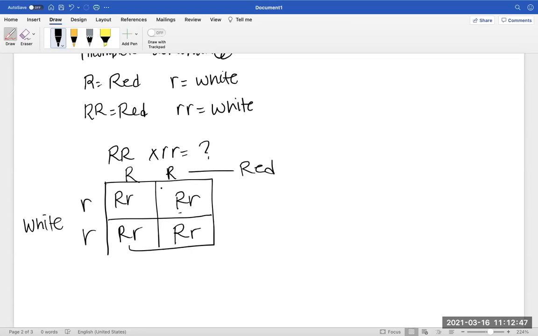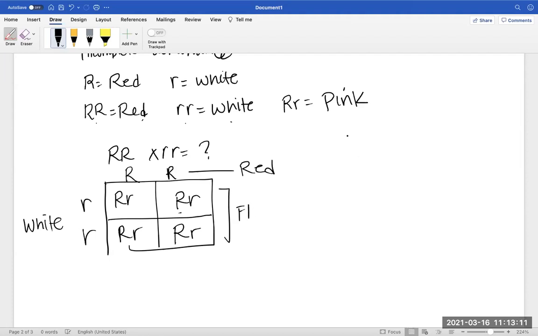So in this case, I said big R gives you red, little r gives you white. Big R, little r is not gonna give you red because we're not following Mendelian genetics. This is incomplete dominance. In this case, it's gonna be pink. So it gives you pink. Now, this is your F1 generation.